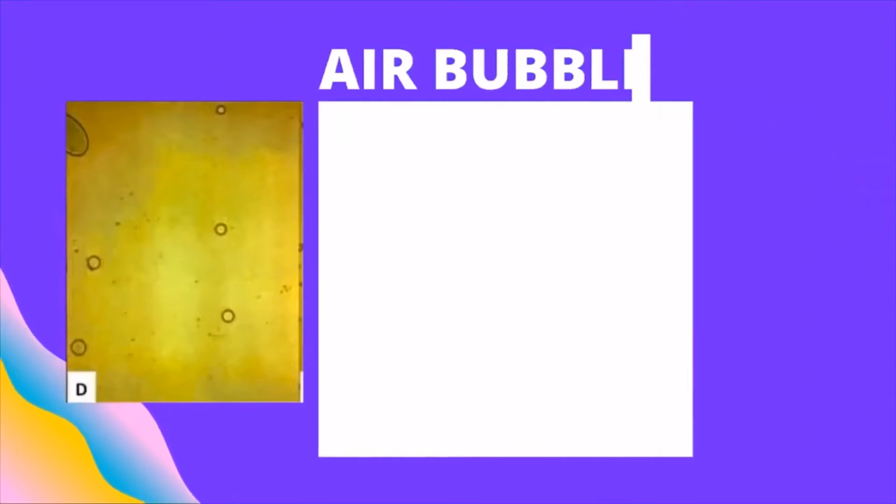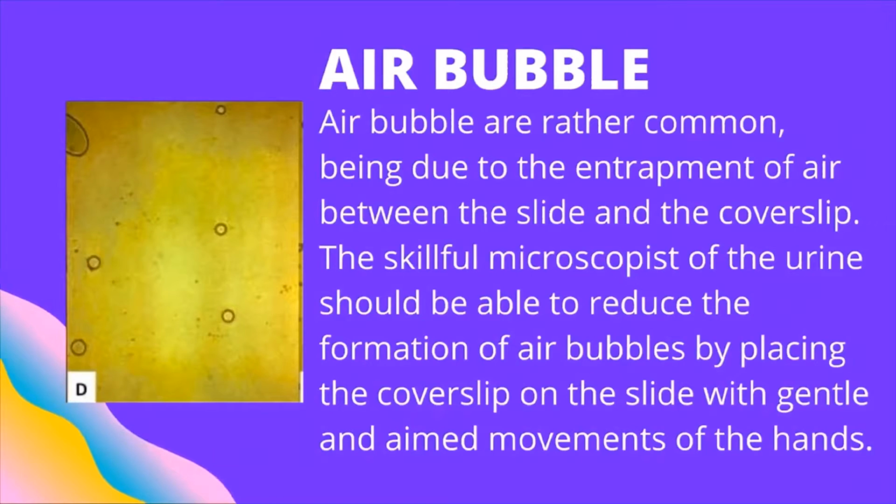The next one is air bubble. Air bubbles are rather common, being due to the entrapment of air between the slide and the cover slip. The skillful microscopist of the urine should be able to reduce the formation of air bubbles by placing the cover slip on the slide with a gentle and aimed movement of the hands.